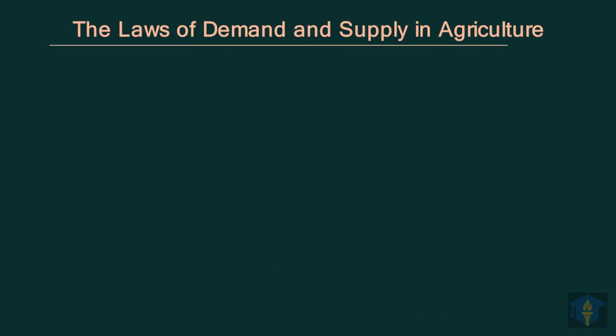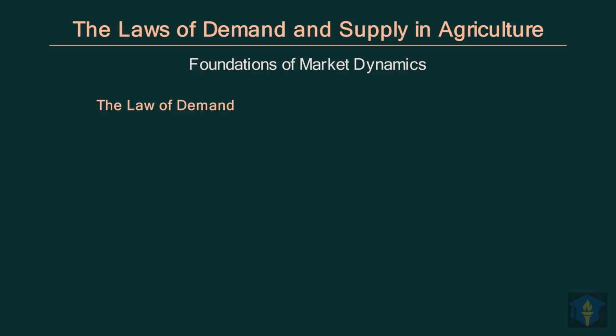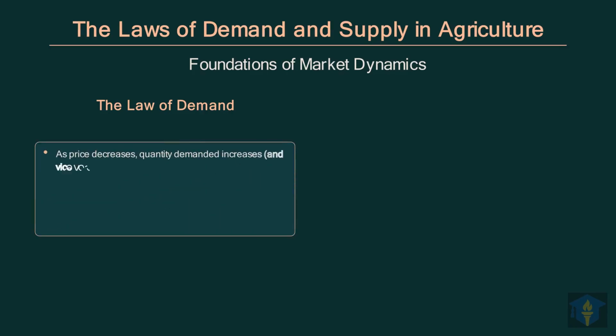Let's explore the fundamental laws of demand and supply in agriculture. These principles form the foundation of all market dynamics in farming. The law of demand describes consumer purchasing behavior. As prices decrease, the quantity demanded increases, and vice versa. For example, consumers buy more wheat when its price becomes lower. This law reflects consumer willingness to purchase at different price points.